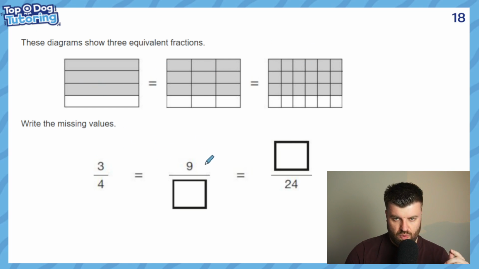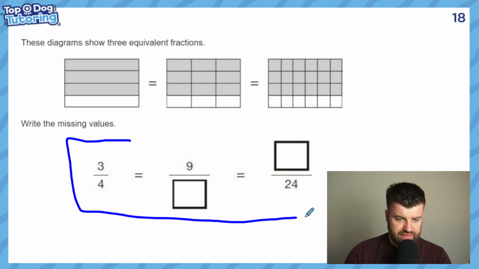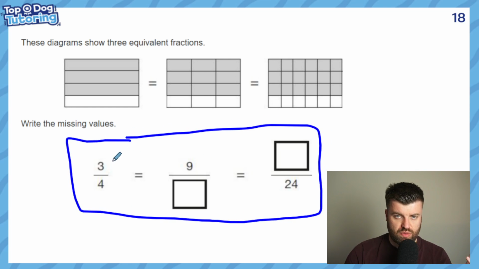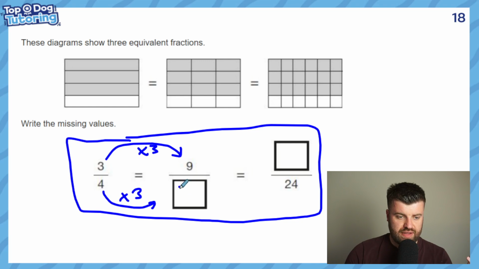3/4 is equal to 9 what? Well, we could just look at this if we wanted to and work it out using what we know. How many 3s are in 9? Well, we multiply that by 3. So for it to be equivalent, we do the same to the bottom. 4 times 3 is 12.